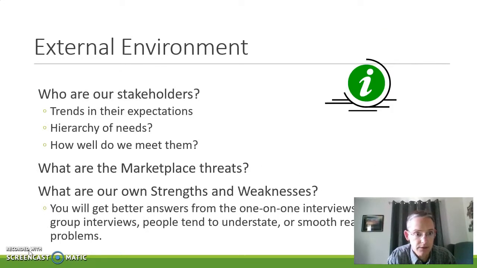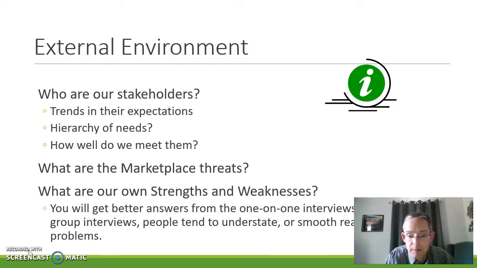Then there's the other external environment thing. Who are our stakeholders? Are there trends in their expectations of us? What are their hierarchies of needs, that we need to make sure we're meeting the top ones before we can even talk to them about the other ones? How well do we meet those needs for them? What are the marketplace threats that are out there? What are our own strengths and weaknesses? These are things that, again, you want to ask these questions and formulate them into your understanding and your strategic documentation so that you understand where we need to put the technology investment and where we need to make those changes to improve the company's ability to compete in this environment.